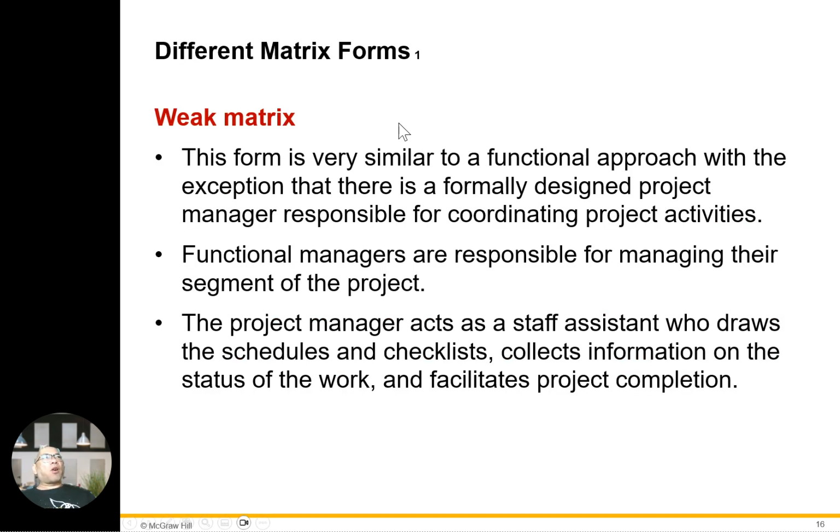Different matrix forms, weak matrix. This form is very similar to the functional approach, with the exception that there is a formally designated project manager responsible for coordinating project activities. Functional managers are responsible for managing their segment of the project. Project managers act as staff assistants who do the schedule and checklist to collect information on the status of the work and facilitate project completion.